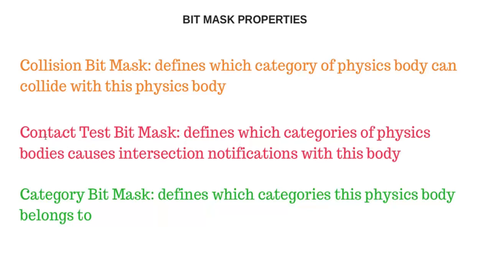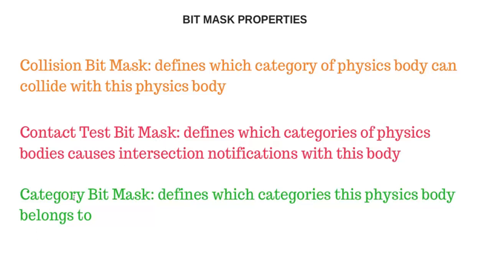And then we have the contact test bit mask. This defines which category of physics bodies causes intersection notification with this body. So that means if you set the contact test bit mask on a ball and you set it to a cat, so that means you'll be notified whenever the ball and the cat have intersected, whenever they've touched each other.